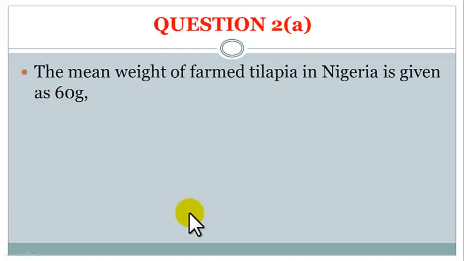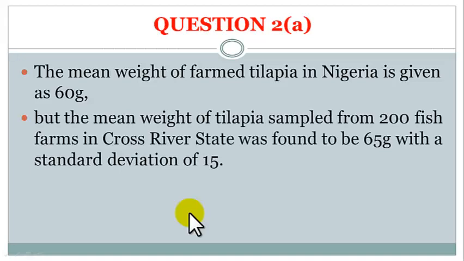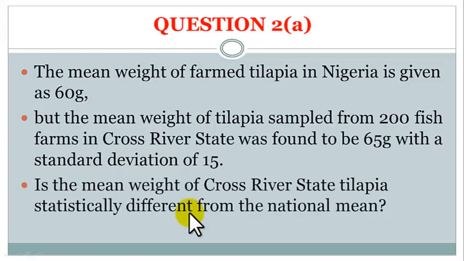Question 2a. The mean weight of farm tilapia in Nigeria is given as 60 grams. But the mean weight of tilapia sampled from 200 fish farms in Cross River State was found to be 65 grams, with a standard deviation of 15 grams. Is the mean weight of Cross River State tilapia significantly different from the national mean?